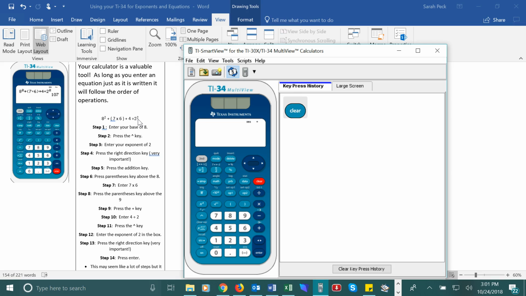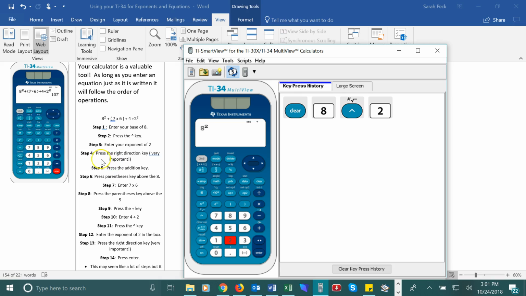I am going to walk you through each of the 14 steps. I know that 14 steps sounds like an awful lot, but the more you practice, the easier these steps will become. And not every equation is going to include 14 steps. It just depends on the length of the equation. So the first thing we're going to start with is our base of 8. We're going to press that caret key. And now we're going to enter our exponent of 2.